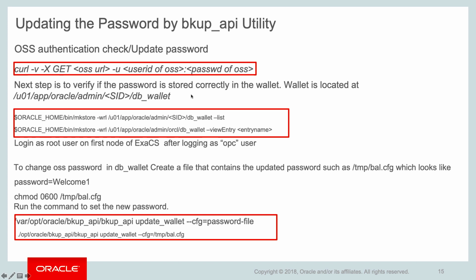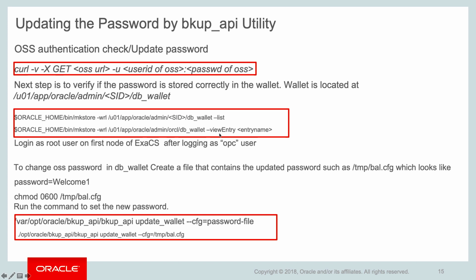Another step is to verify the password is stored correctly in the wallet, and all the wallets are within the u01/app/oracle/admin. Under SID, you have db_wallet binary. So you can invoke that one, db_wallet list, and that will show you the list of values.